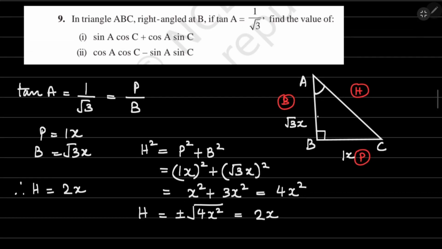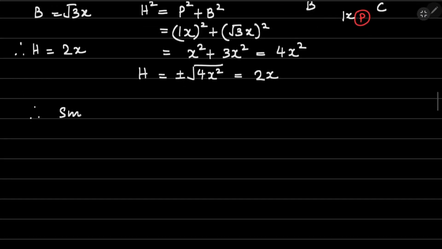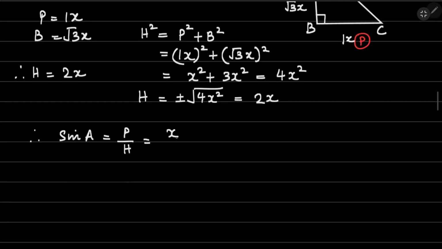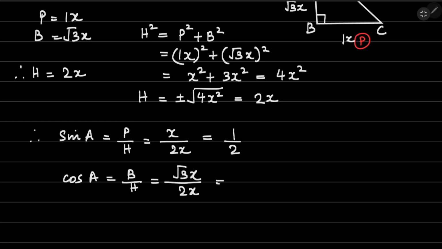Now, this is with reference to angle A. So you can calculate and keep what all you need with respect to angle A. You need sin A and cos A, right? Let's calculate what is sin A and cos A. So therefore, sin A equal to P by H. What is sin A? It is just 1x divided by 2x, which is 1 by 2. And what is cos A? It is B by H. B is nothing but root 3x by H is 2x. So it's nothing but root 3 by 2.